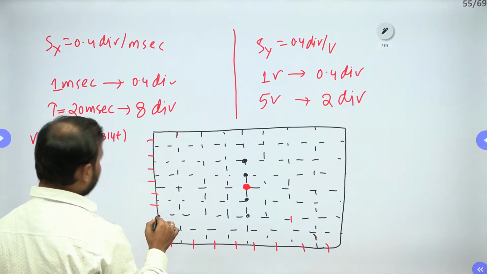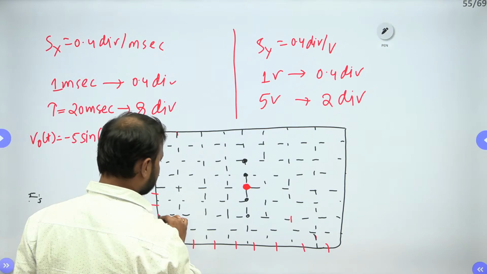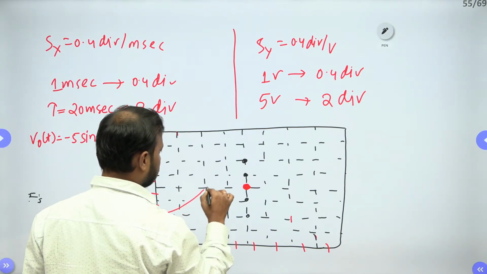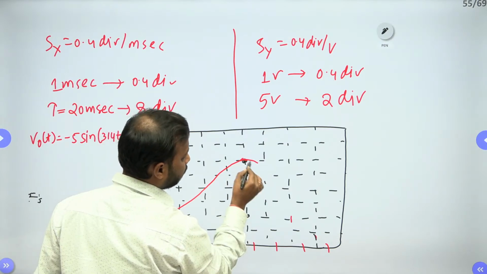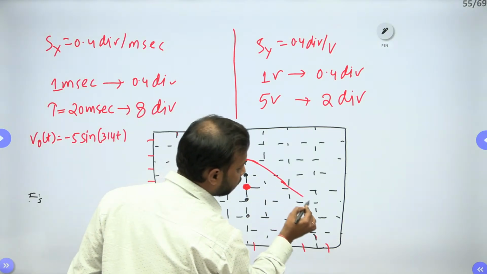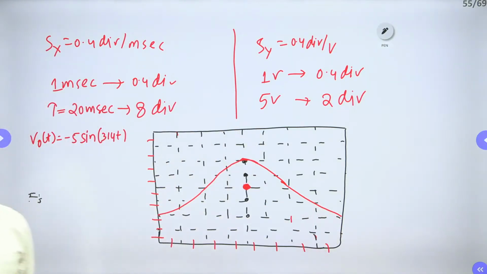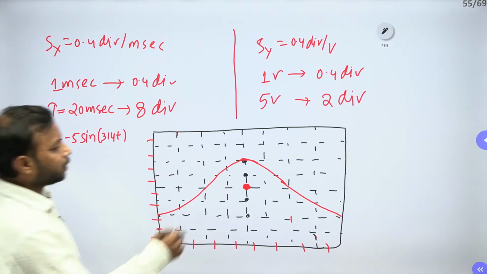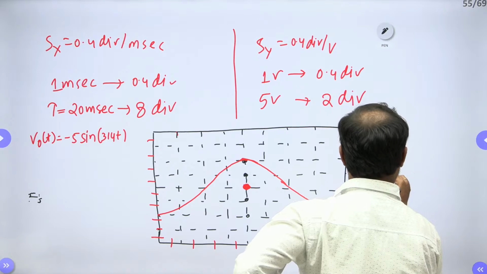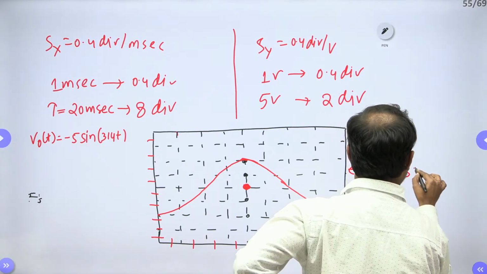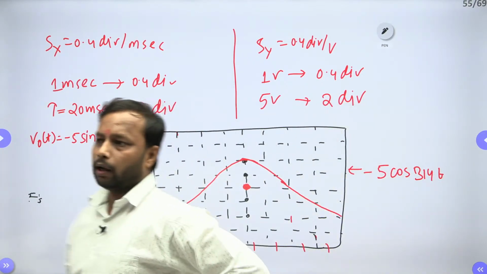So, it will start from here, but from negative due to this negative sign. So, it will start like this. Reach plus 5 volt, which is 2 divisions. Go like this and it will end up like this. So, this is the diagram for minus 5 cos 340t.